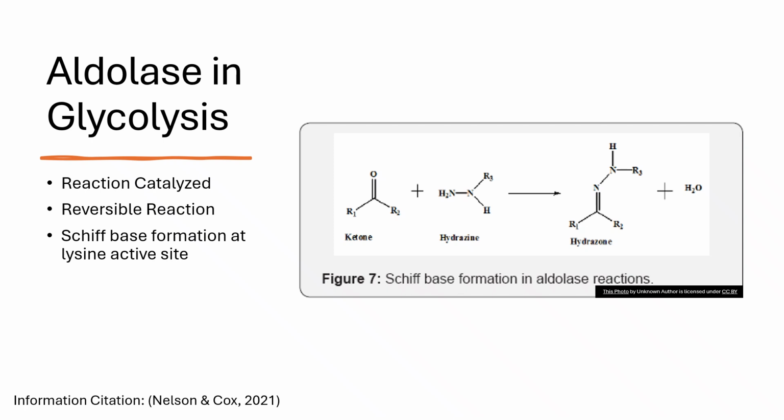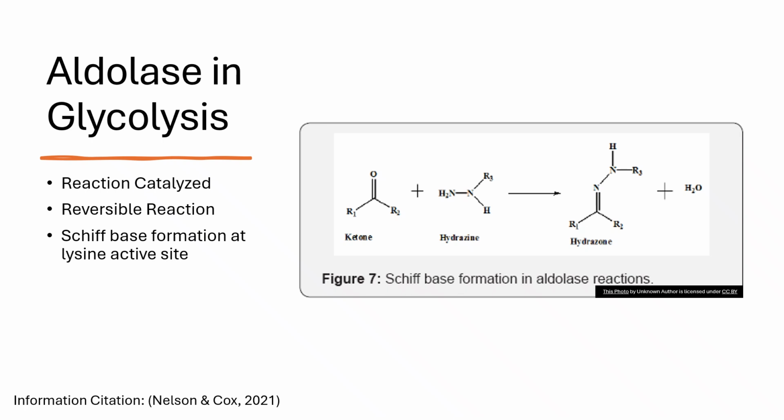Human aldolase is type 1, which uses a lysine-based Schiff base mechanism. In contrast, type 2 aldolases, found in some bacteria and fungi, use a metal ion like zinc instead of a Schiff base to stabilize the transition state.